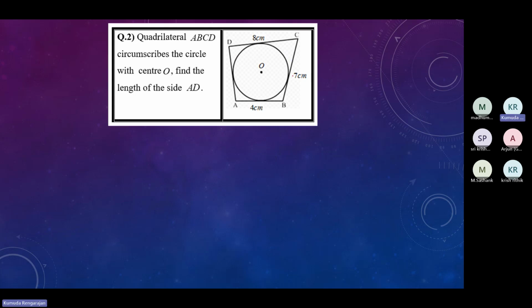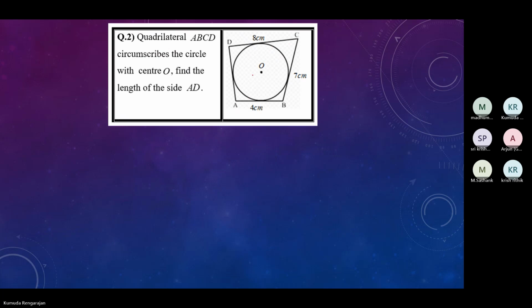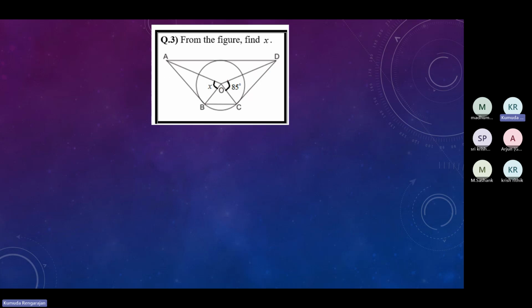Quadrilateral circumscribes a circle. The sum of the opposite sides are equal. AB plus CD is equal to BC plus AD. Here, same situation like this. Quadrilateral circumscribed circle. This figure is not correct. But the result is the opposite sides subtend supplementary angles at the center. The opposite sides of the quadrilateral will make supplementary angles at the center. x plus 85 is equal to 180 degrees.